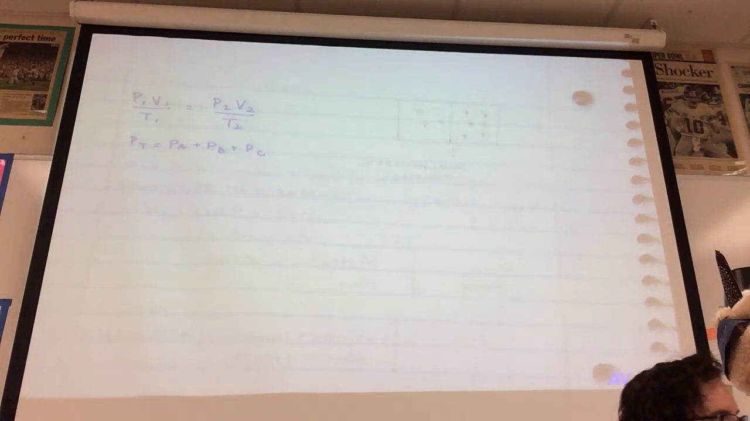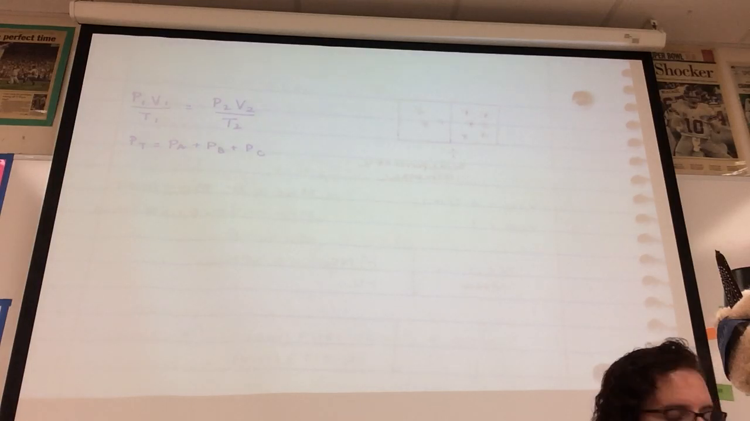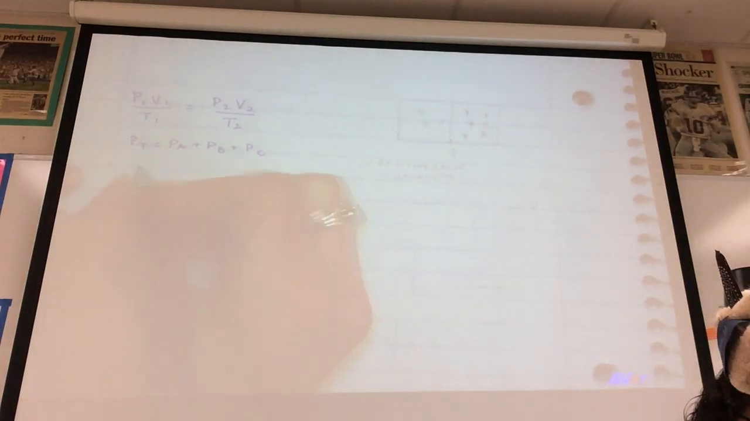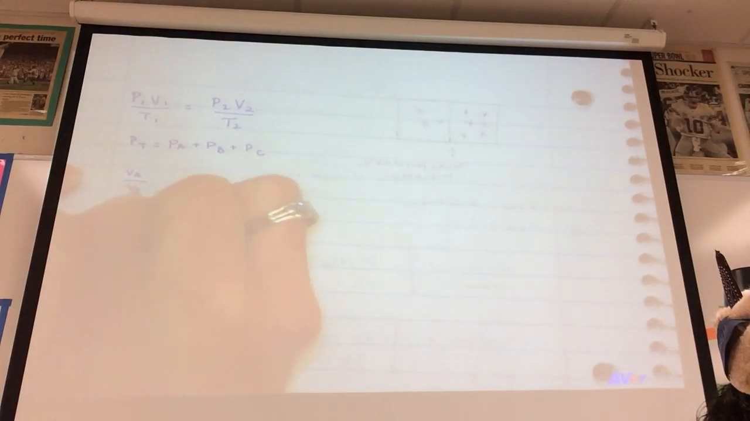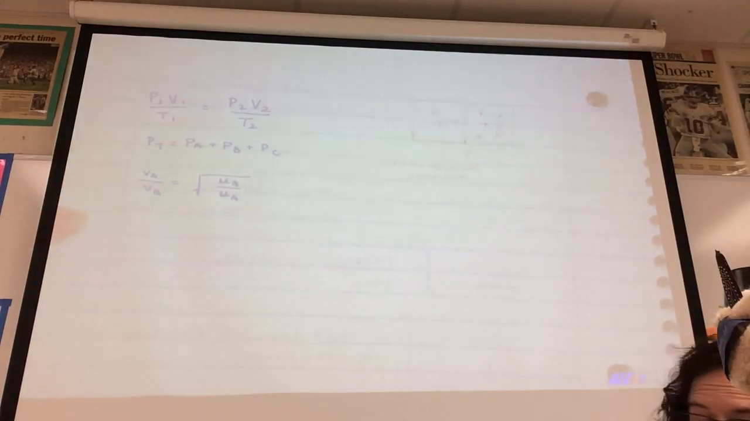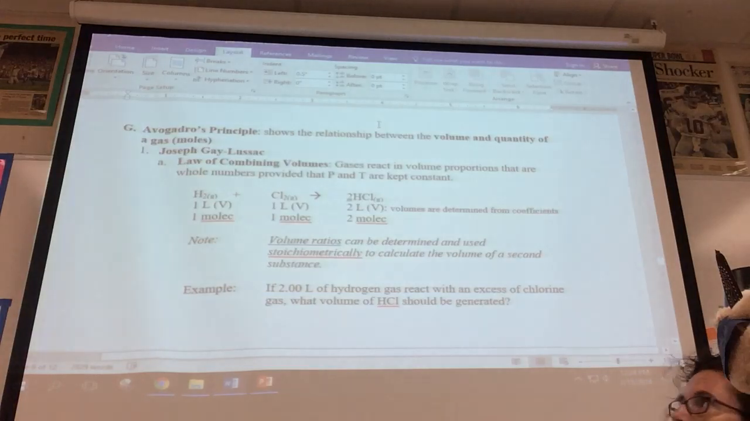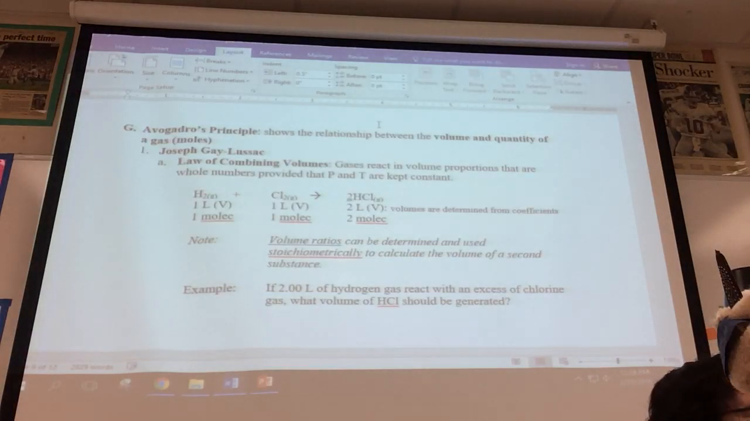And we also talked about collecting gases over water. We mentioned Graham's law of effusion. That's what we just covered, where the velocity of gas A over the velocity of gas B is inversely proportional to the square root of the molar mass of gas B over the molar mass of gas A. And today what we're going to look at is Avogadro's principle. And Avogadro's principle shows the relationship between the volume and the quantity of a gas in moles.